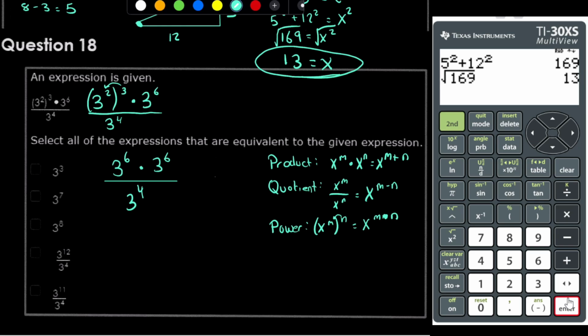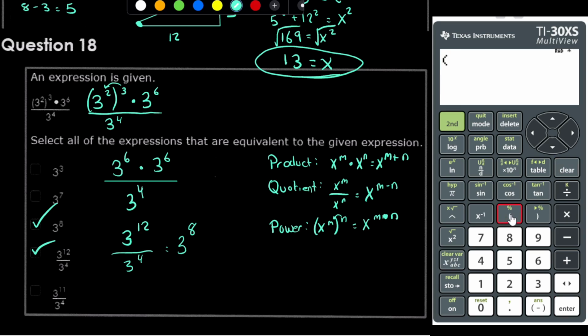That's our first step. Are any of our choices this? No. Cool. So now we do product rule because we have to resolve our top. 3 to the 6 times 3 to the 6, we add our exponents. That's 3 to the 12 over 3 to the 4. Is that one of our choices? Yes. Okay. Then we do quotient rule. 3 to the 12th divided by 3 to the 4th is equal to 3 to the 12 minus 4. 12 minus 4 is 8. Is that one of our choices? Yes.